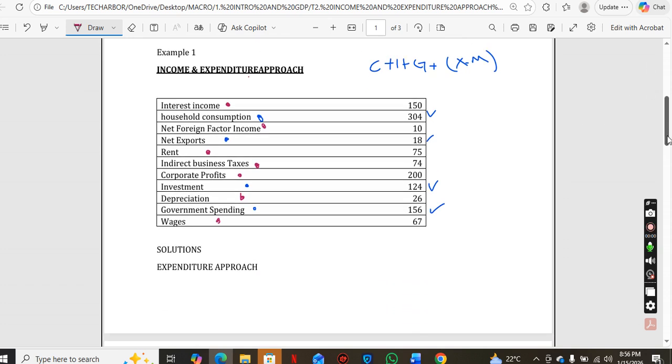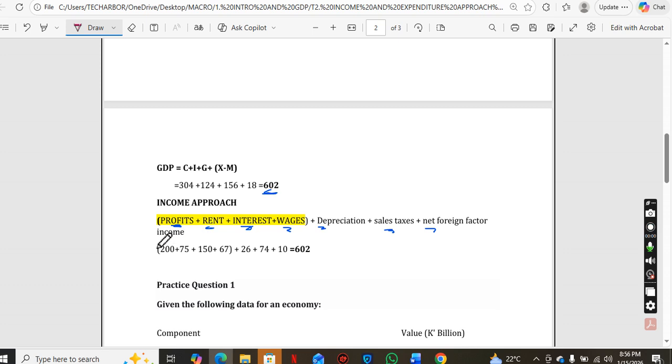So if we add profits 200 plus 75 plus 150 plus 67, then we add depreciation plus our sales tax and the net foreign factor income, we get GDP of 602. So this is the income that is earned within Zambia. It's the income that is earned within Zambia.